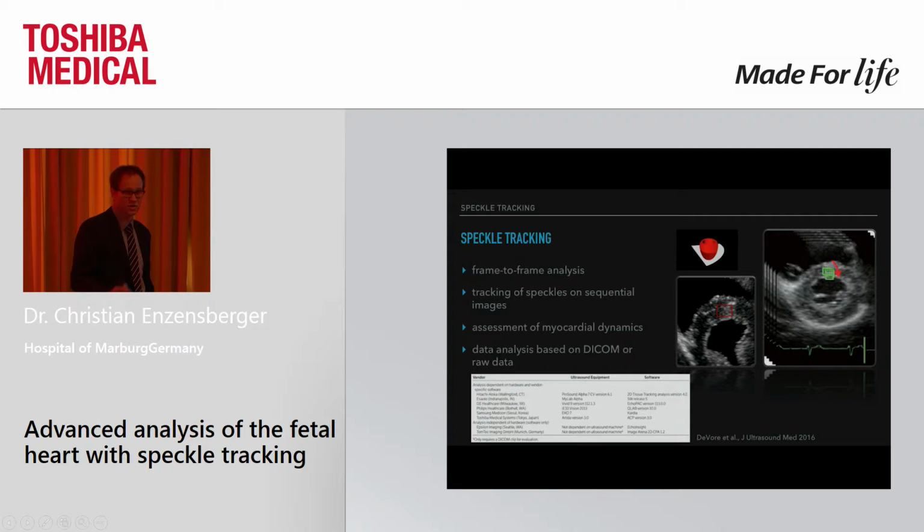It's based on a frame-to-frame analysis. You have a kind of fingerprint of your B mode picture, which is caused by scatter echoes, and with a region of interest you can put on your screen in a special part of the cardiac muscle where you can place your ROI. This area will be followed within the consecutive pictures.